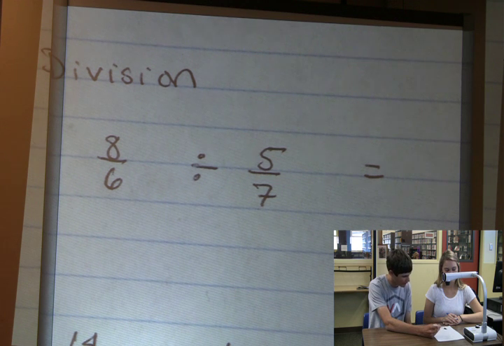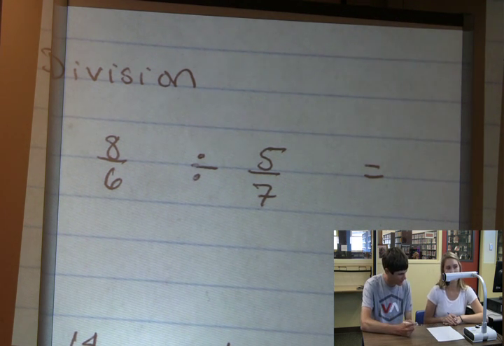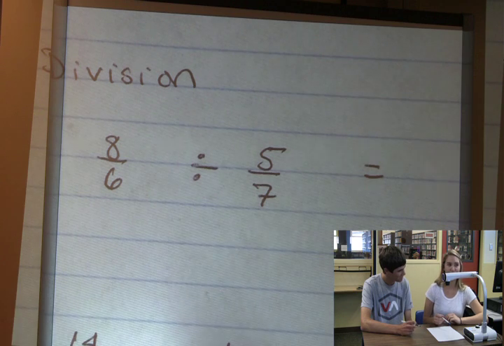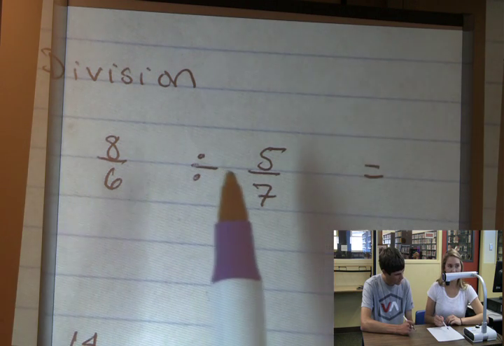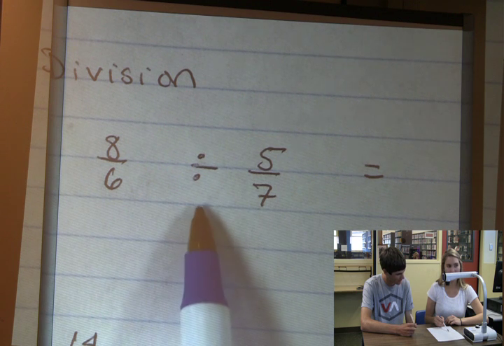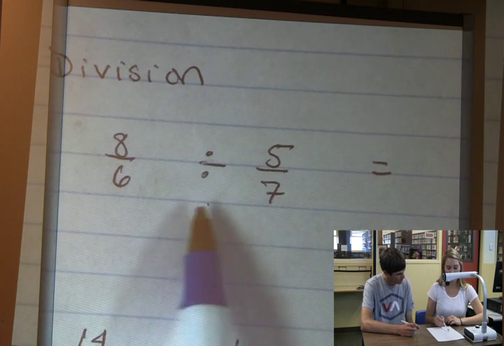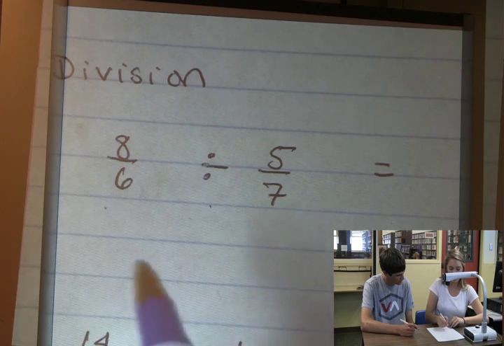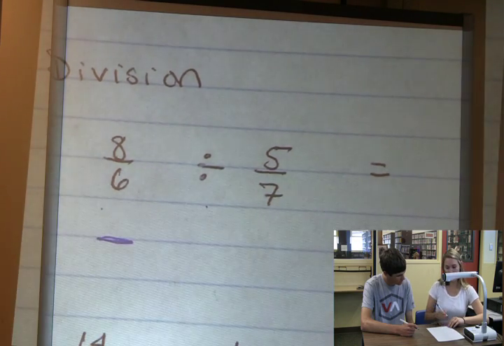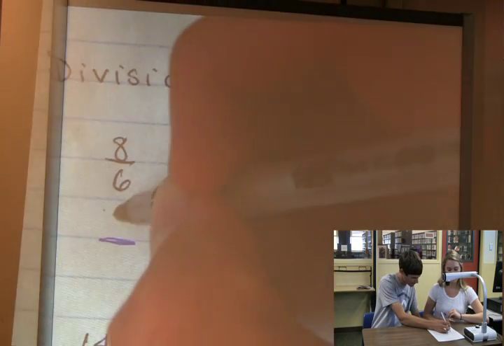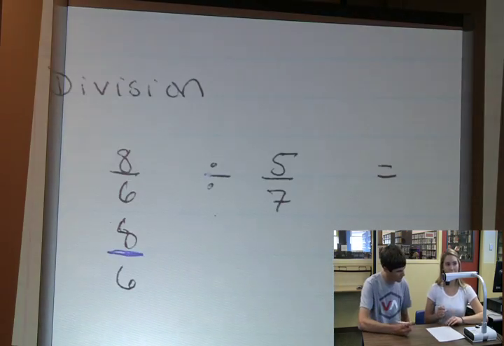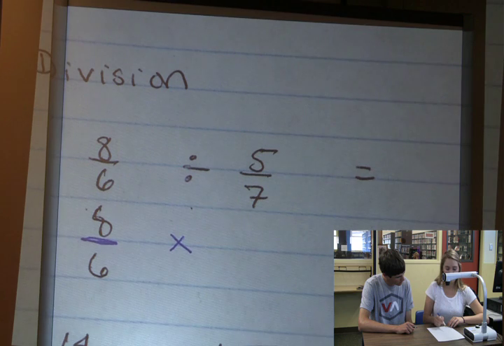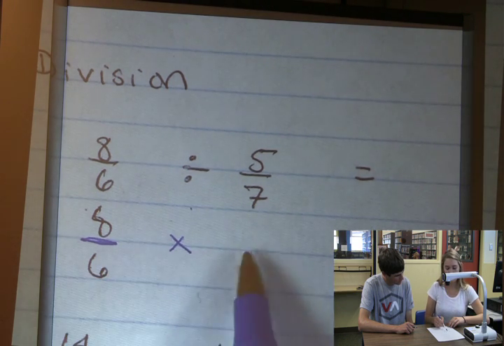So would you do 8 divided by 5 and then 6 divided by 7? That's a good try, but we're actually going to switch this division problem into a multiplication problem. That's how you do division with fractions. So the first thing you do is you're going to keep your first term the same. And so below 8/6, you're going to write 8/6 again, because you're going to keep it the same. But rather than dividing, we're multiplying. We're multiplying the first term by the second term's reciprocal.